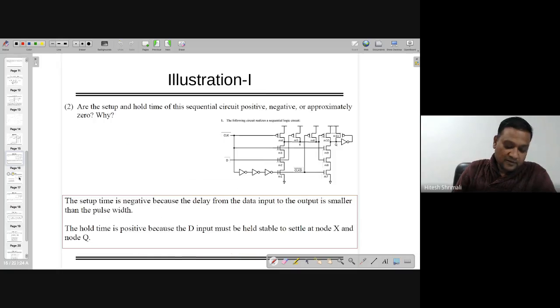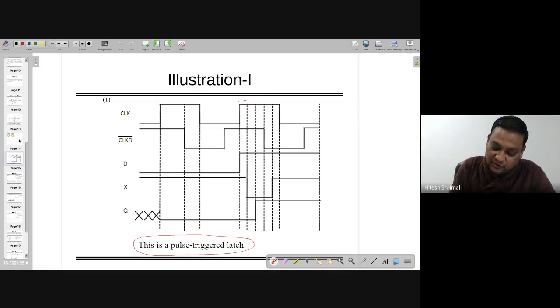Okay. Now let's go to the second question for the same circuit. Are the setup time and hold time of this sequential circuit positive, negative, or approximately 0, and why? Look, the setup time of this circuit is negative because delay from input to the output is smaller than the pulse width. If you look at this, input to output is smaller than the pulse width, so it's actually negative, right? If it is coming like this, then it's becoming positive.